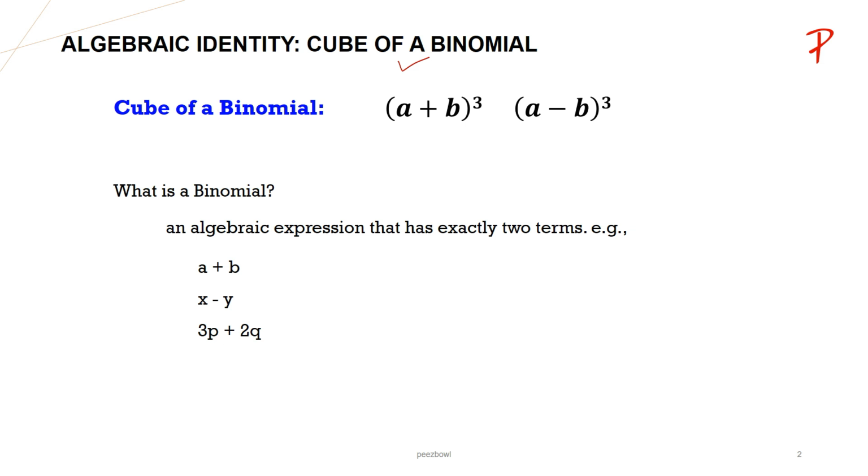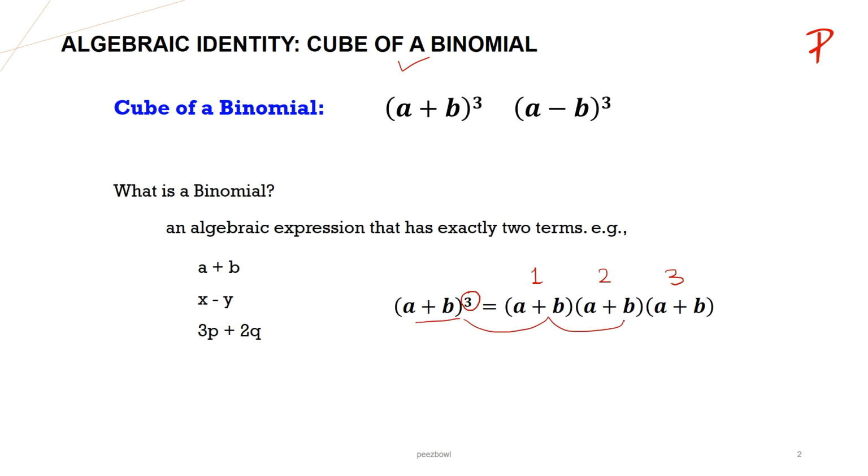When we talk about the cube of a binomial, we are referring to raising the entire expression to the power of 3. In simple terms, a plus b to the power 3 is equal to a plus b multiplied by a plus b multiplied by a plus b. That is the same binomial multiplied by itself 3 times. So you see here a plus b, this is the first time, this is the second time we are multiplying a plus b, and this is the third time. This is the meaning of a plus b to the power 3. A plus b is multiplied 3 times.